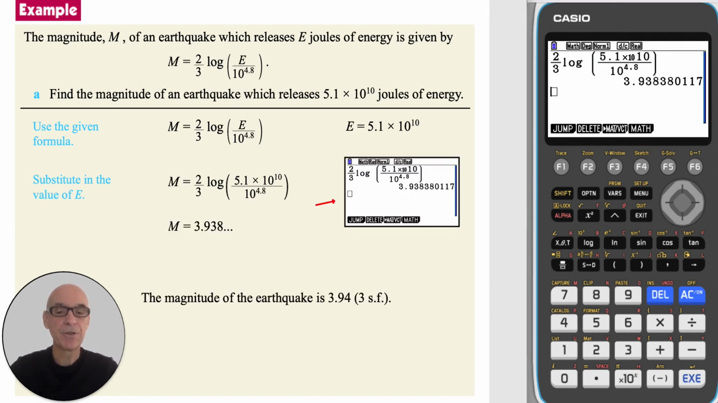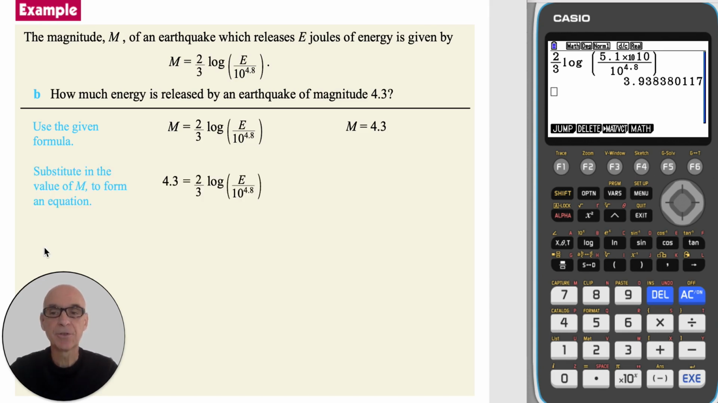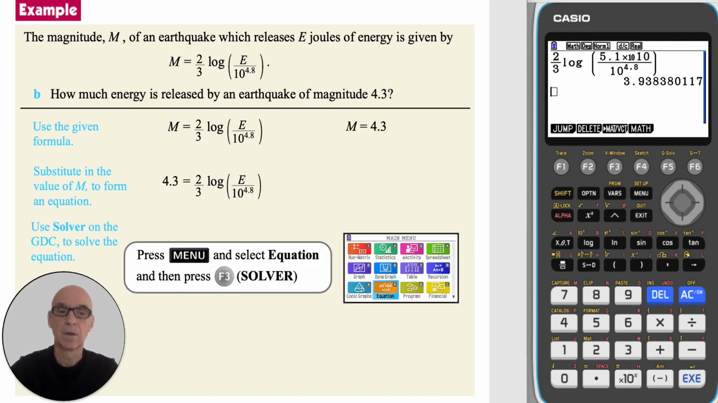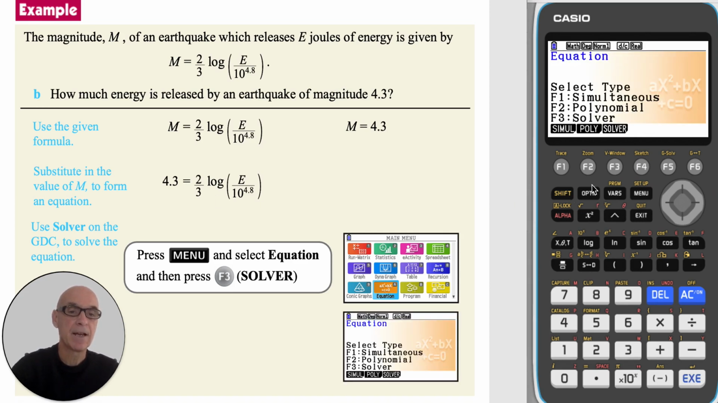So the magnitude of the earthquake is 3.94 to 3 significant figures. In part B, we're asked to find how much energy is released by an earthquake of a magnitude 4.3. If again, we start by using the given formula and substitute in the value of m to form an equation. We can use Solver on the calculator to solve the equation. From the main menu, select Equation, and then press F3 for Solver.